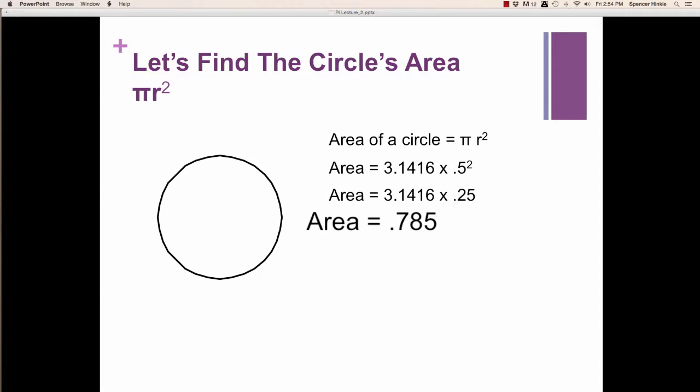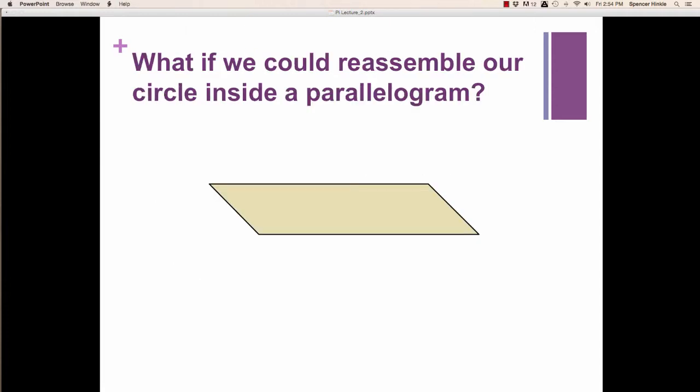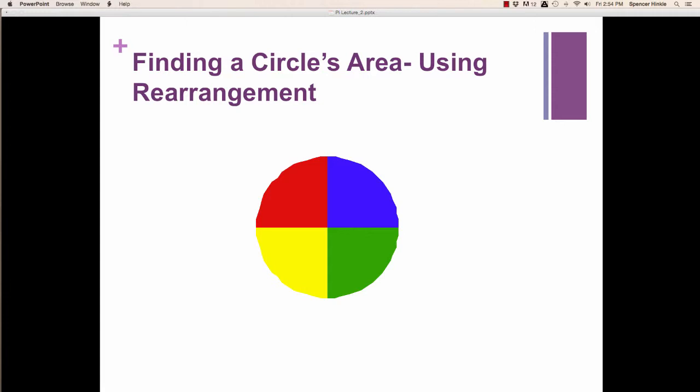Well, what if we break the circle into smaller parts and reassemble it so that it's more like a rectangle or a parallelogram? Now, even the Babylonians knew that if they wanted the area of a rectangle or a parallelogram, they could multiply base times height. But the circle was more elusive. So let's look at our circle again. How can we divide it into smaller sections? We can divide it into pie-shaped slices, can't we?